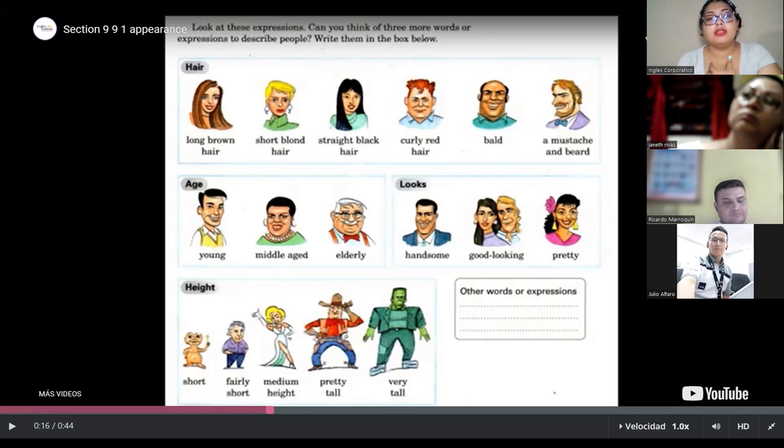We have pretty, que se utiliza más que todo en mujeres, que son mujeres lindas, bonitas. But it is dependent on the way in which we are like using the words.